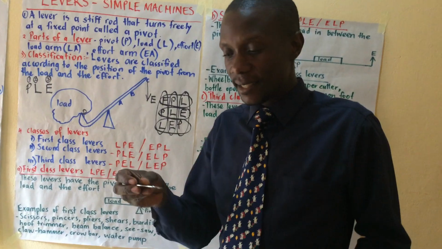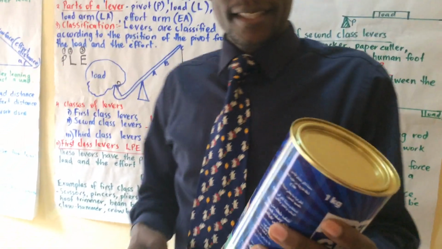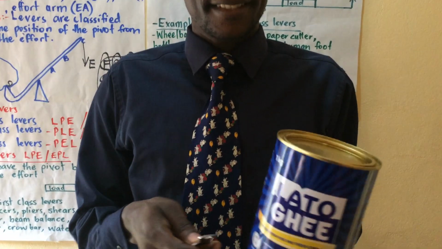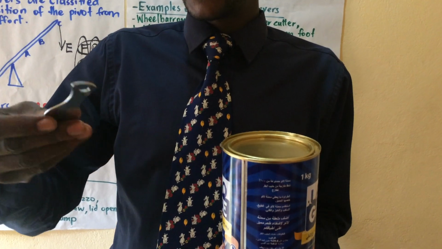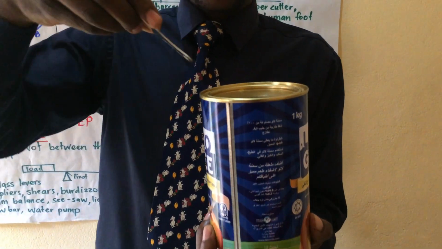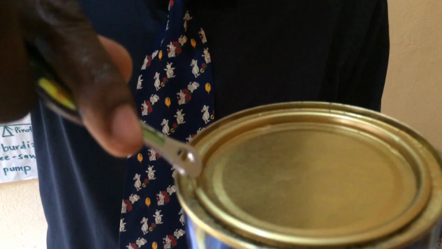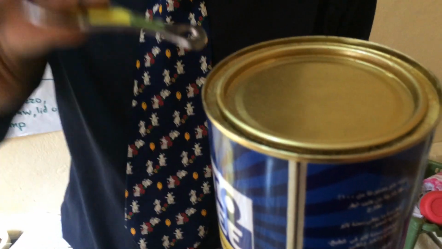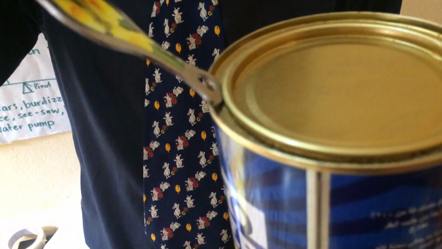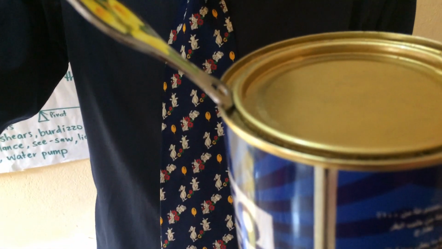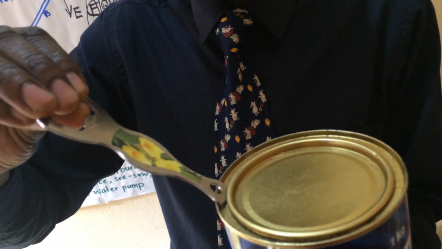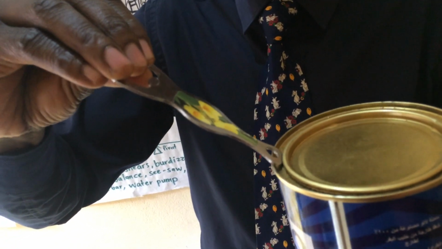But what I have is a lid opener. This is a tin of milk. Then we have the lid opener. Now, the lid is working as the load. The pivot is the edge. The rim of the tin will be the pivot. This is the load, and the effort is where I'm touching. The lid of the tin is the load. Where it turns from, the turning point at the rim of the tin, that is the pivot, and the effort is where I'm holding.